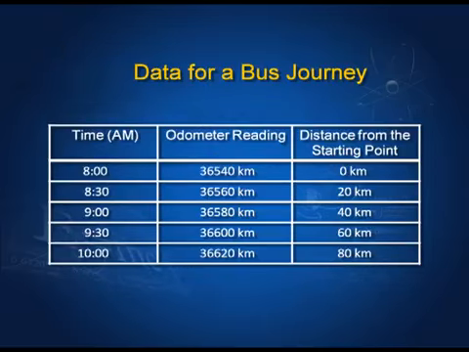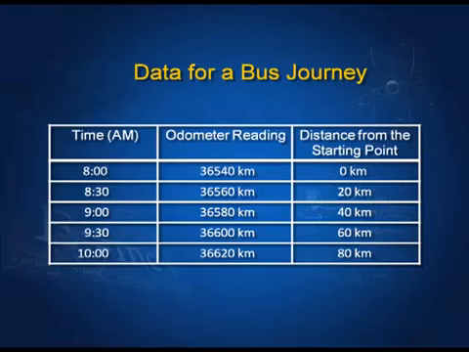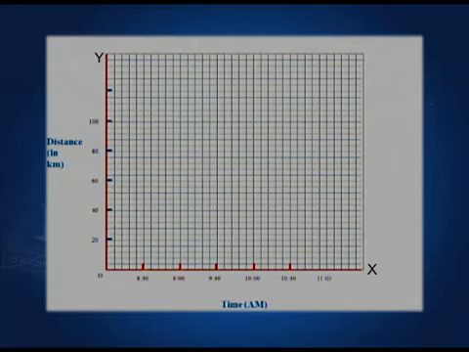Let us draw a graph and illustrate these points. I have here a data from the journey of a bus. You see that in the first column we have time, say 8:30 a.m., 9 a.m. and 9:30 a.m. and so on, and the last column we have distance from the starting point, 0 kilometer at 8 o'clock, 20 kilometer at 8:30 and so on. And we now draw a graph point by point.